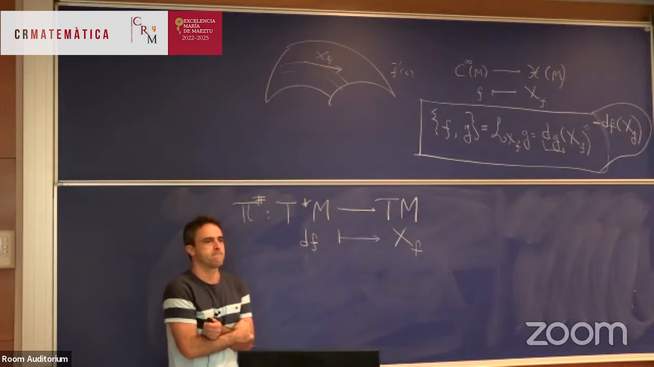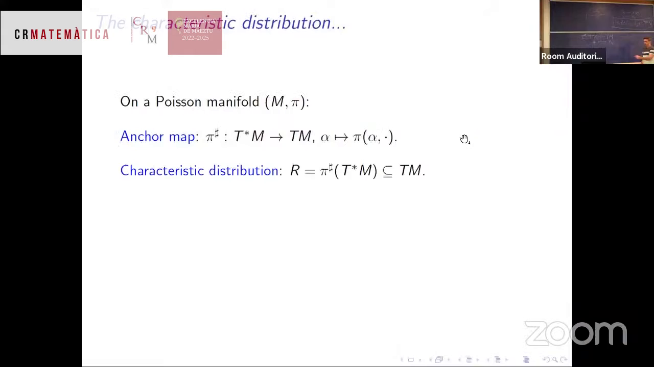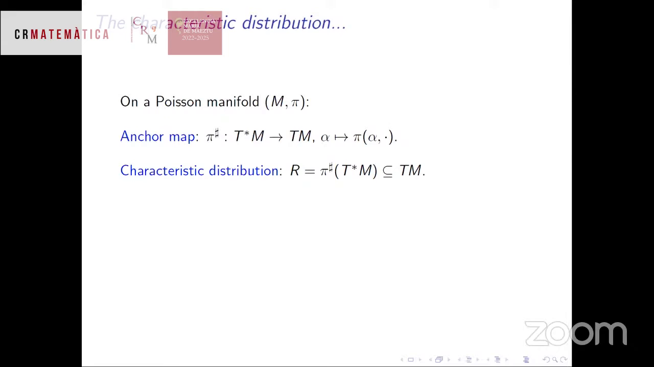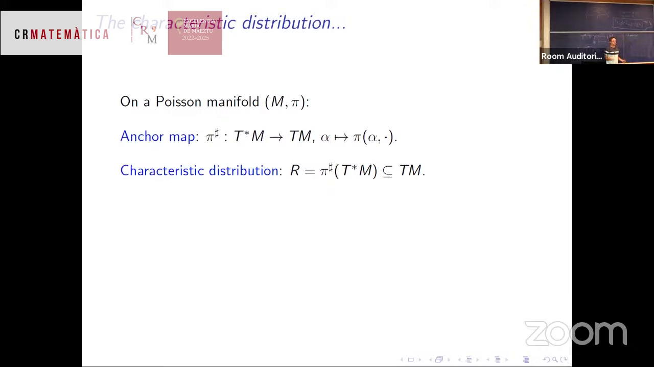Okay. And you can look at the image of this map. I call it R for range. So this gives you a distinguished subspace of the tangent space of the manifold at each point, right? So this is what I call a distribution, the characteristic distribution. So by a distribution here, generally they're defined as just a subbundle of the tangent bundle of a manifold.